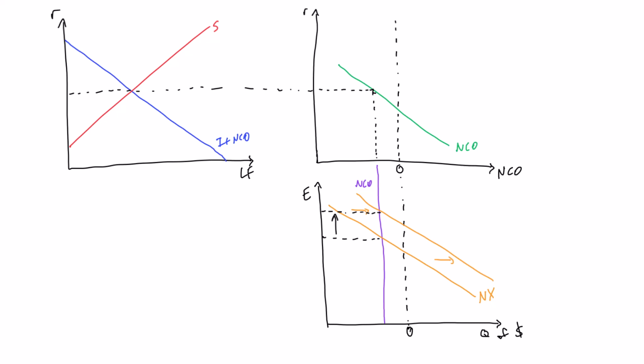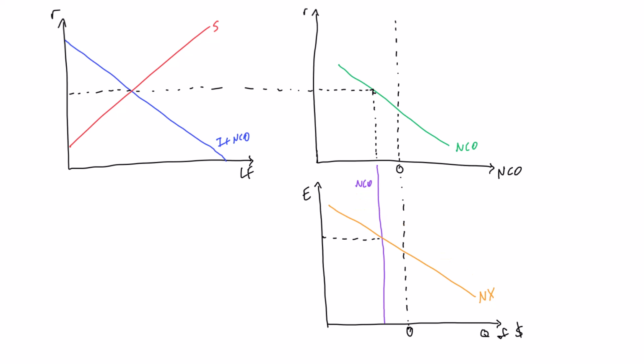The reason for this is that exports are also going to decrease. The increased real exchange rate makes domestic goods more expensive relative to foreign goods. That's going to decrease the incentive to export. And so even though imports are decreasing, exports will also decrease by the same amount, leaving net exports the same.